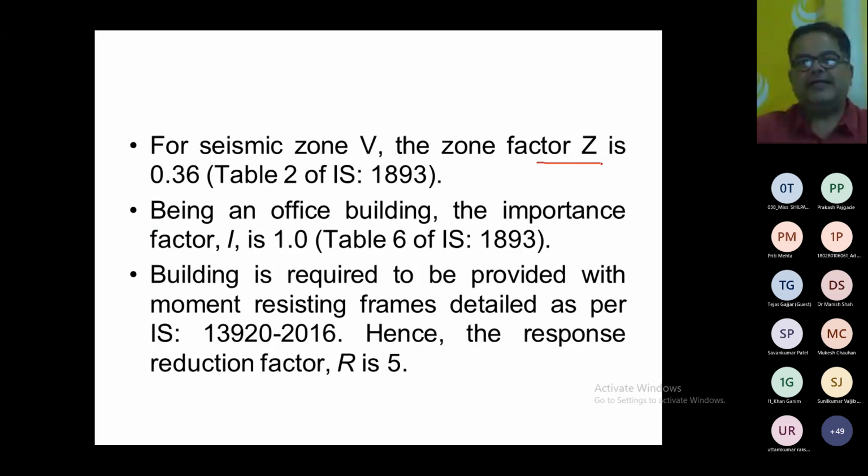Zone factor: because Shillong is in zone 5, Z is equal to 0.36. It is an office building, so we assume that it is not important, and occupancy is less than 200. So we consider the I value as 1. And we say that we are designing a moment resisting frame, so therefore R is equal to 5. So these are the values we are assuming.